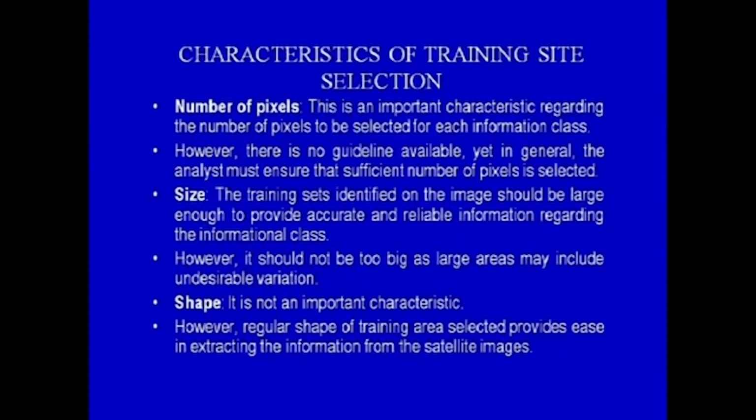Next is size. The training sites identified on the image should be large enough to provide accurate and reliable information regarding the information class. However, it should not be too big, as large areas may include undesirable variation.